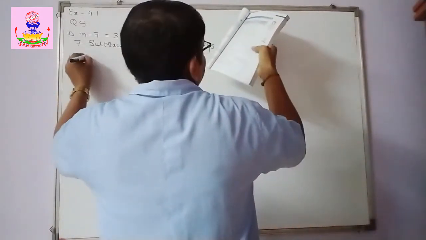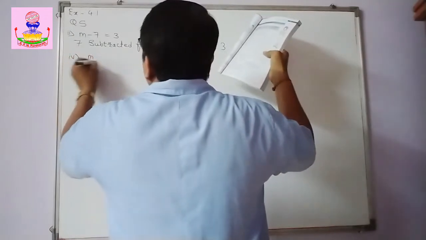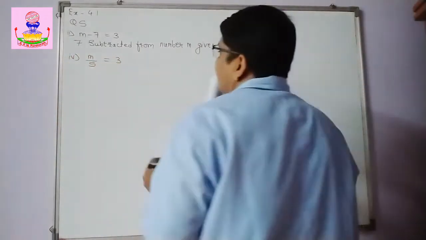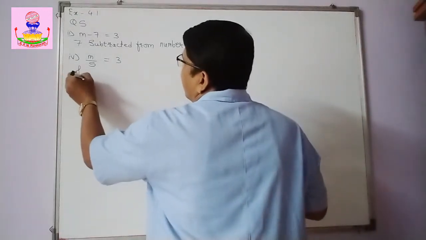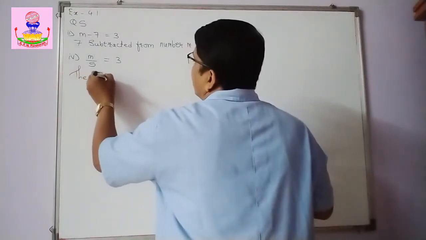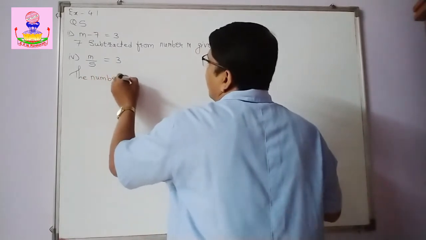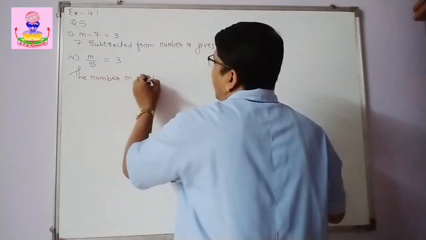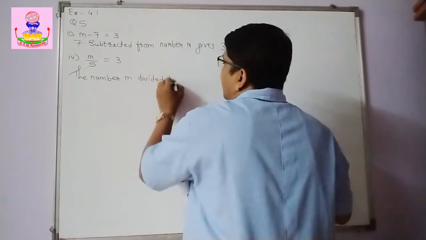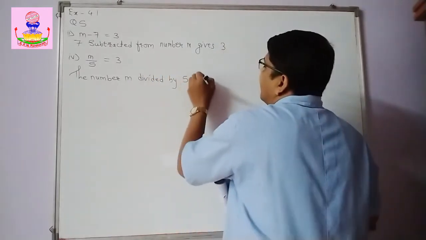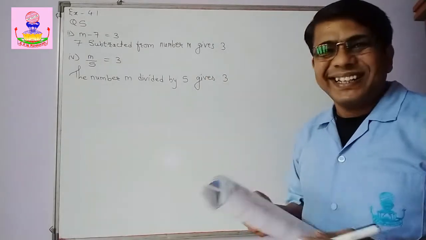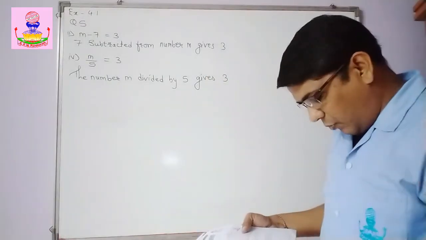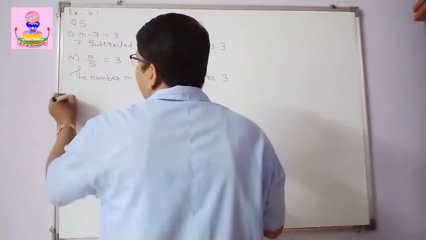Fourth one, M upon 5 is equal to 3. So what can I write? The number M divided by 5 gives 3. Okay. Then I can go for 6th.